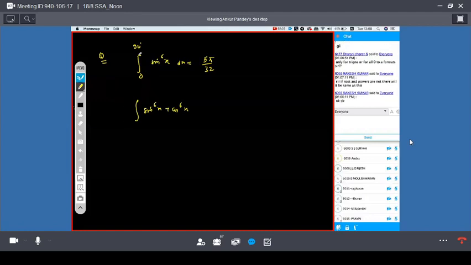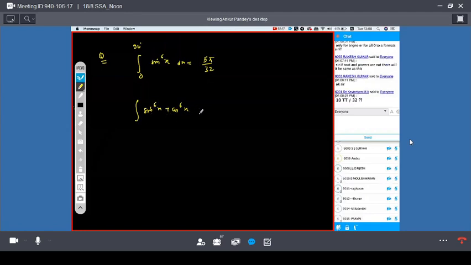So yes, from 0 to 90 degrees, sine to the power 6x is 5 pi by 32, given. What is the value of the integration of sine to the power 6 plus cos to the power 6 dx from minus pi to pi? 10 pi by 32 is not the answer. Even you know that, right?